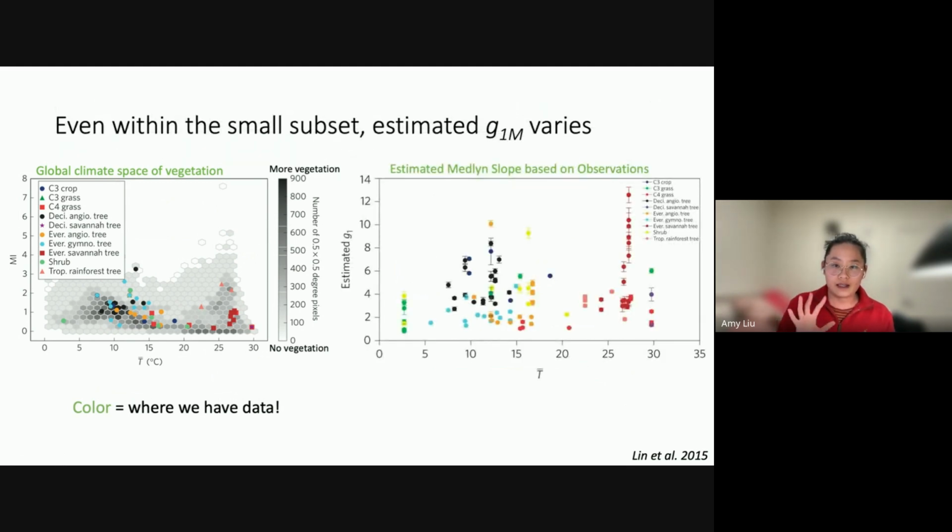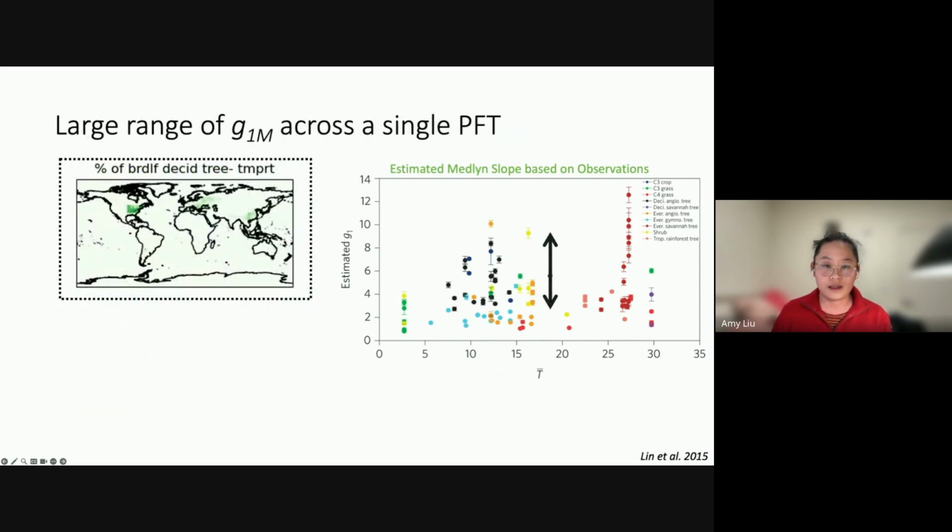If we expand the data we have at these points across the temperature space, which is this plot shown on the right here, we have estimated g1M on the y-axis. We can see that this parameter varies across different plant groups, across different colors, as well as within each plant group, so within the same color. For example, with this black arrow here, we can see the range across the plant group. I think that corresponds to deciduous angiosperms. And we can see there's a large range across this one plant group.